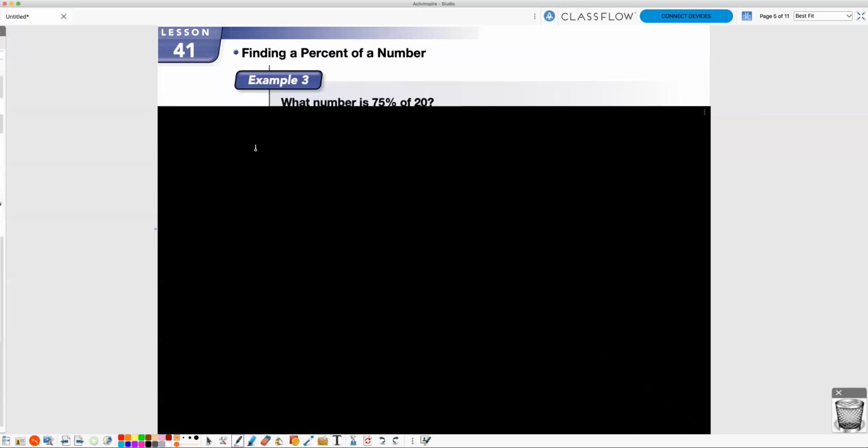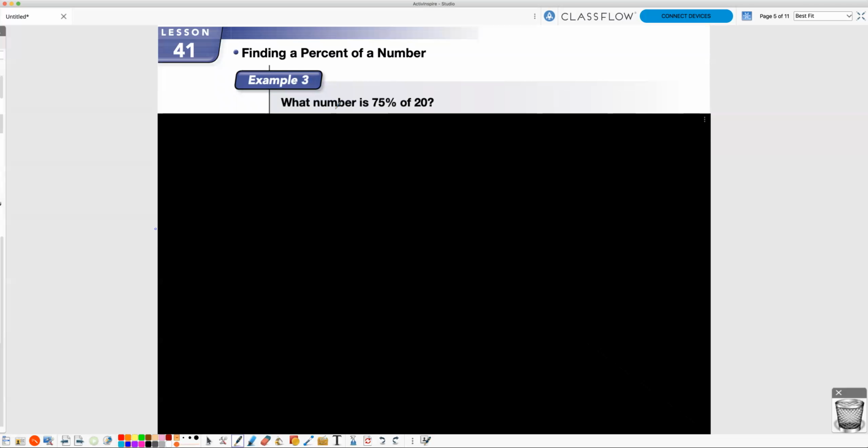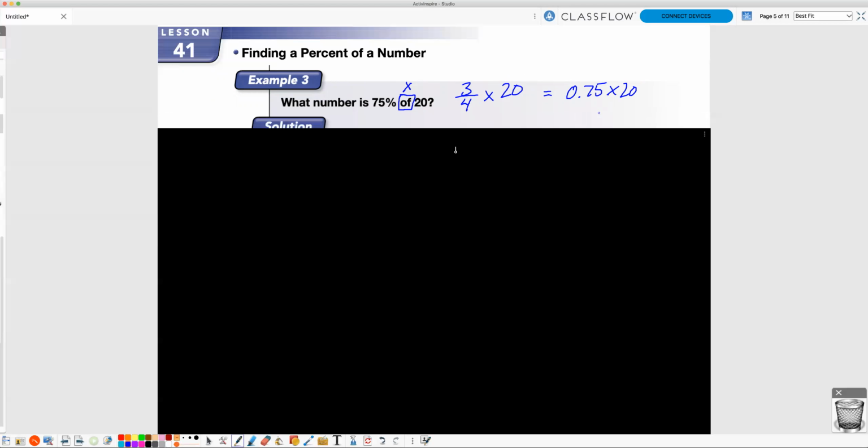All right, let's look at example 3. What number is 75% of 20? Here's the key: if you don't know what "of" means, it's multiply. We know 75% as a reduced fraction is 3/4, and it's times 20. Or it could also be 75 hundredths times 20. Either one you choose will work. It'll get you to your final answer.